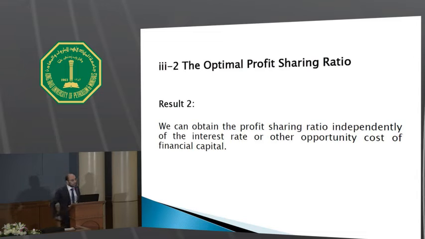So my second result is that we can obtain this profit sharing ratio independently of the interest rate or any other financial opportunity cost. And I think it's the first time in the literature that we have a sharing ratio independent of a given interest rate or a given opportunity cost of financial capital.